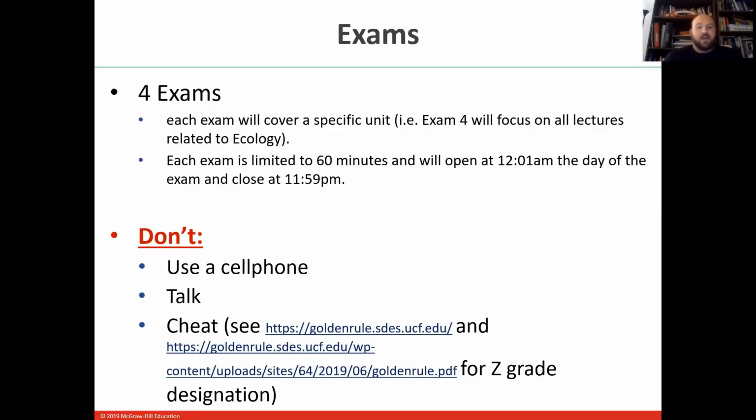Big things. I'm going to try to get it set up to where you'll take this in one of the cheating prevention browsers, but I'm not going to go out of my way to say you have to go take this in the testing center. But the big things are, I don't want you using a cell phone. You won't be allowed to talk to other people. And if you get caught cheating, you're going to get a Z grade, and we can talk more about that. All that information is in the syllabus. Please make sure you read through it.